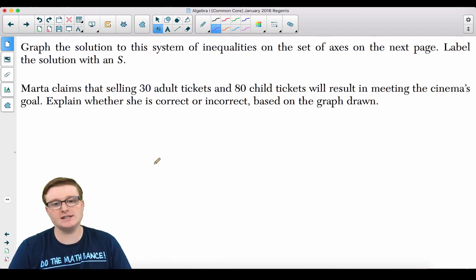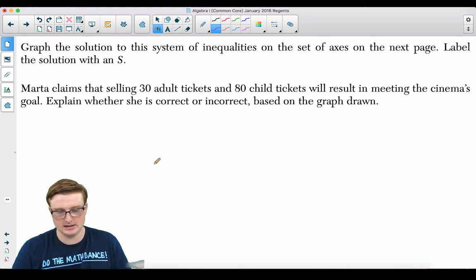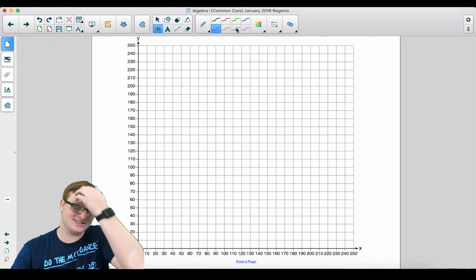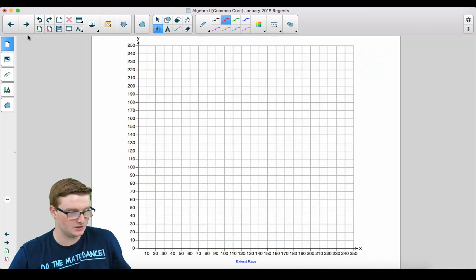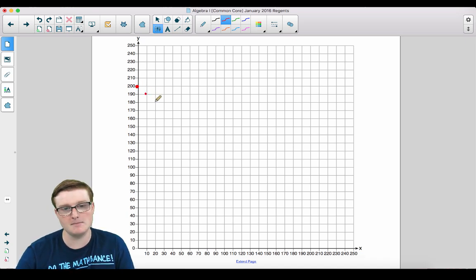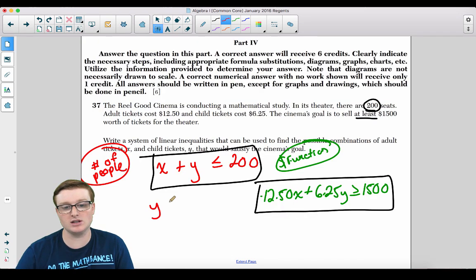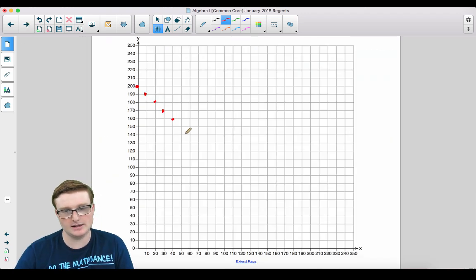Graph the solution to this system of inequalities on the set of axes on the next page. Label the solution with an S. Oh boy. Okay, so if we go over here, this is fun. My red function is my number of people. So the red function has a y-intercept of 200, and it is decreasing by a slope of 1 over 1. The reason why is if you move that x over, this is really y is less than or equal to negative x plus 200. Okay, so I'm going down by 1.